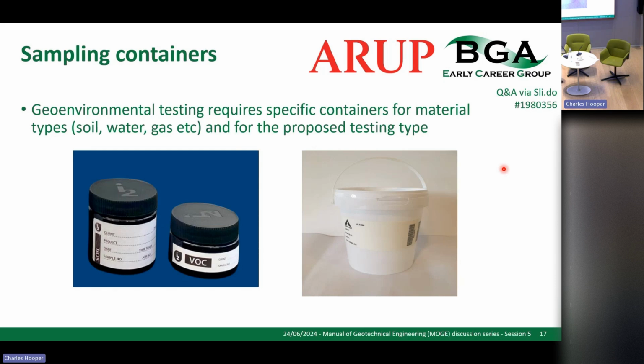Here we just have some very classic standard examples. A small glass jar for VOCs, as it's labeled, a slightly larger glass jar for the more sensitive organics, and then a large tub, which is usually used for insensitive testing and leachates. Water and gas are very different samples. You would need to check with the lab, and they are even more different by each lab as well.